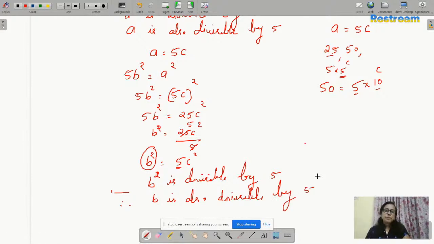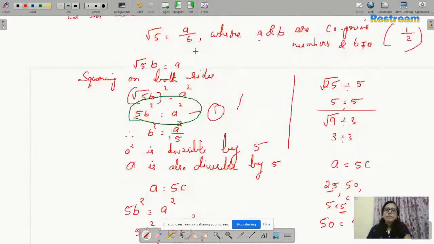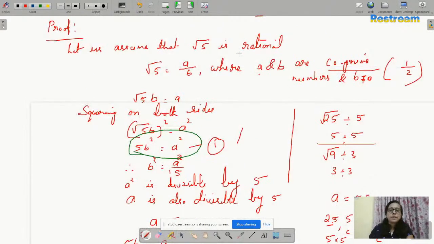So from the beginning, we have taken that root 5 is equal to a by b, where a and b are co-prime numbers. We see that they are co-prime because no common factors are there. We assumed that it is a rational number and root 5 is equal to a by b, where a and b are co-prime numbers. That means no common factors are there. That is our assumption.